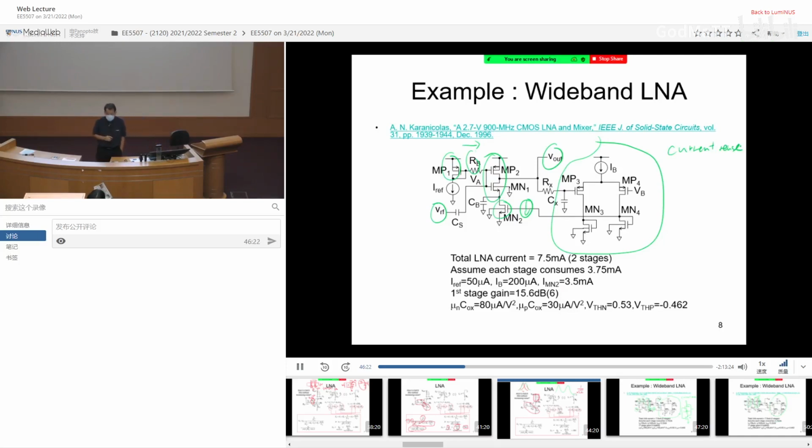Now why do people call it current reuse? If you think carefully, the same current goes through the PMOS and NMOS, am I right? So that is current reuse. The NMOS itself is actually a common source amplifier. The PMOS itself is also a common source amplifier.